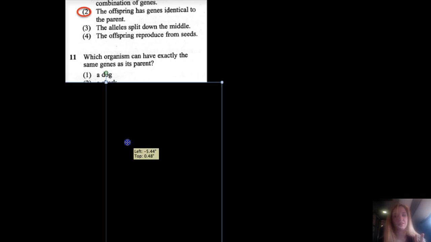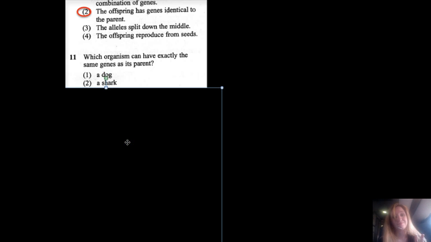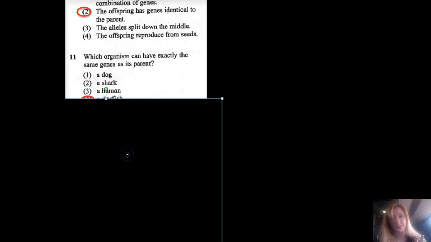11. Which organism can have exactly the same genes as its parents? A dog? Well, a dog has a mom and a dad. A shark also has a mom and dad. A human? We have moms and dads. A starfish? We just read about that. It has asexual reproduction.